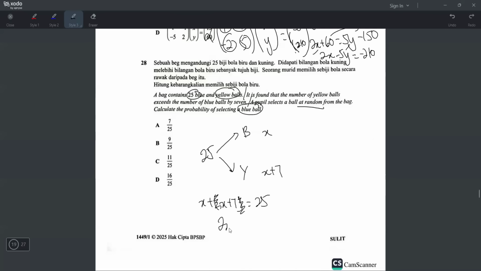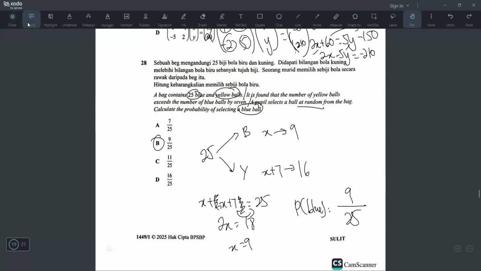So X plus X is 2X, 7 go there, jadi 18. X equals to 9, that means this is 9, this one is 9 plus 7, 16. But I want probability of blue. Okay, the formula to write probability is always bilangan atas and then jumlah bawah. Alright, the bilangan atas kena letak bilangan blue lah. For probability of blue, bilangan blue berapa? 9. And then total is 25. So the answer is 9 over 25. Okay, sudah siap.